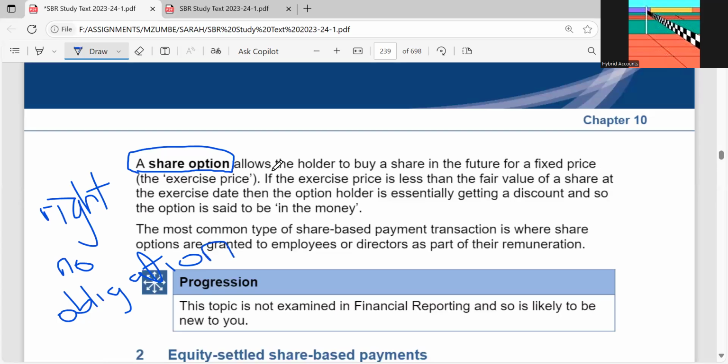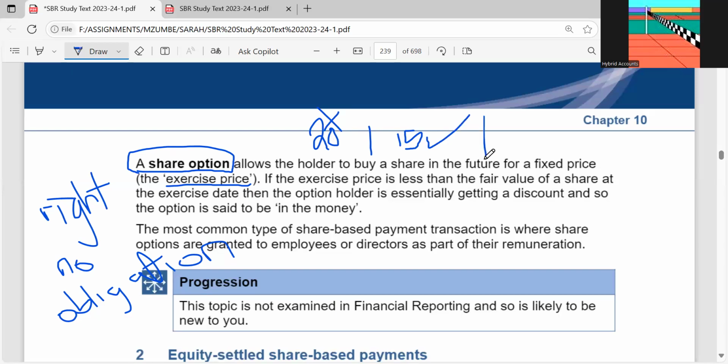That's why we say a share option allows the holder to buy a share in the future for a fixed price, usually called the exercise price or strike price. Now, let's say you enter into a contract to be able to buy something for 20, but at the time, the thing costs only 15 in the market. You obviously won't pay 20 because you have an option. You may let it lapse. So you're going to cancel this contract, and just go to the market and buy at 15.